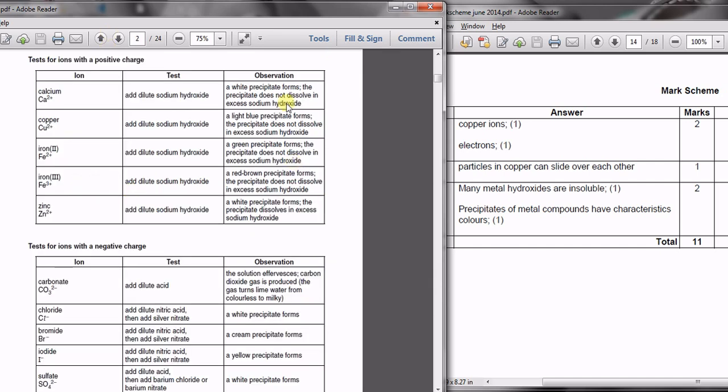This table is at the front of the booklet, and you can see here that it gives you quite a lot of that idea. Each of these talks about a precipitate forming, so all you have to do is recognise that the precipitate is insoluble, and a lot of them have a colour as well, and so again you can use that information.